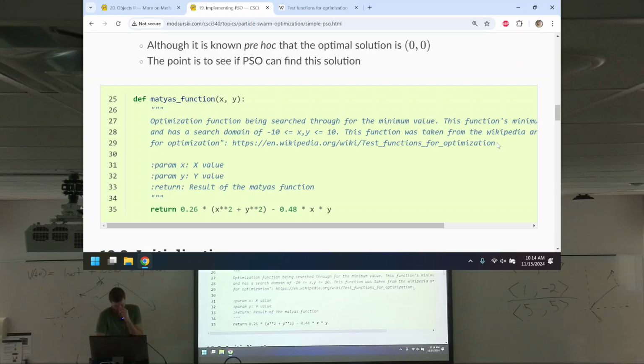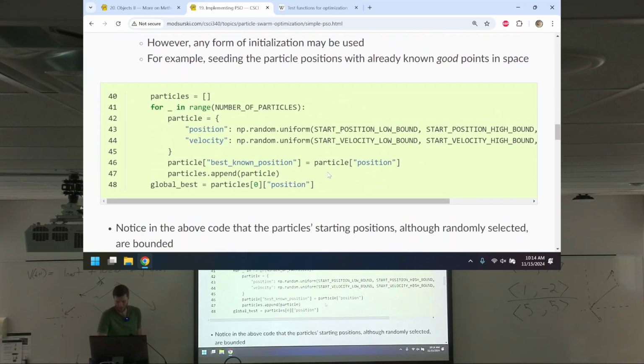Well, here's the implementation of the Matyas function. Yeah, that's just the function. Initialization: I'm going to make a particles list of all the particles, a list of dictionaries. Instead of making a whole class, I'll just use a dictionary to store each particle's position and velocity.